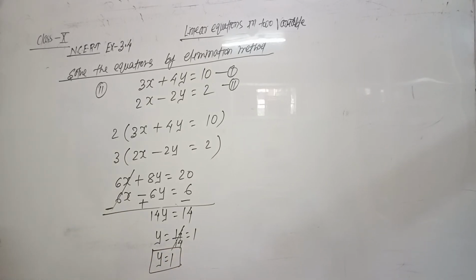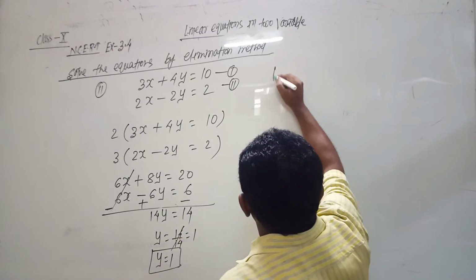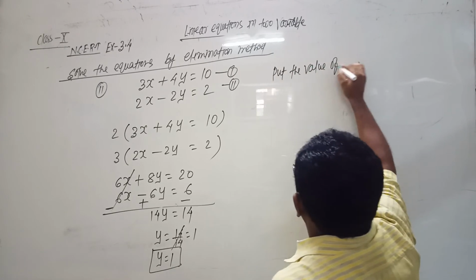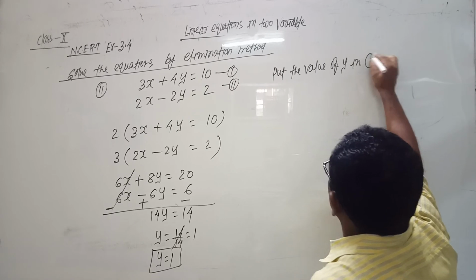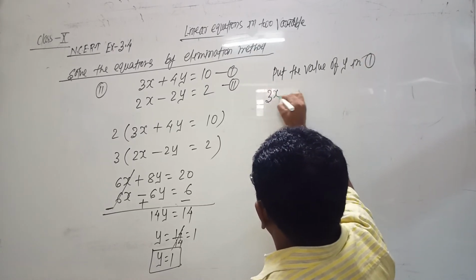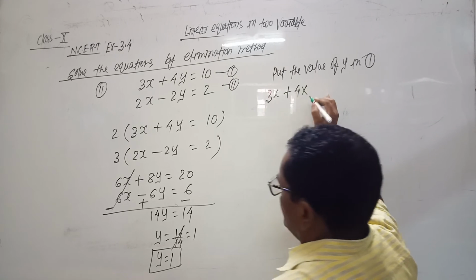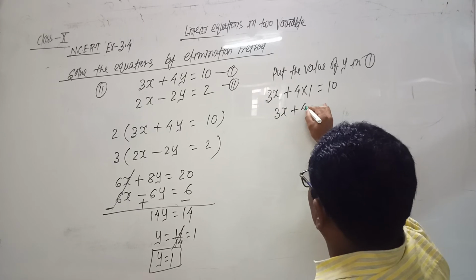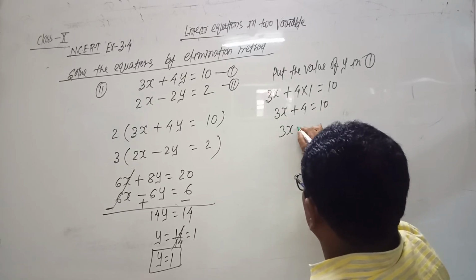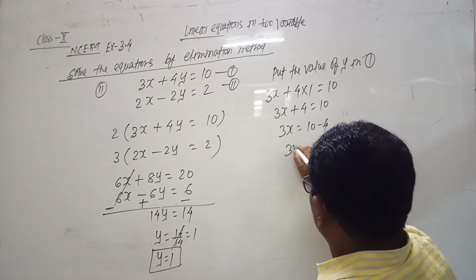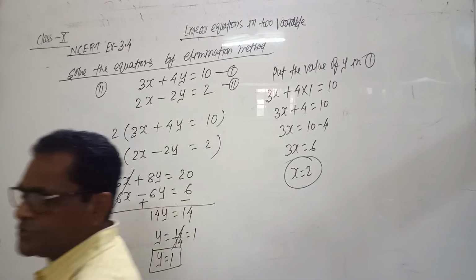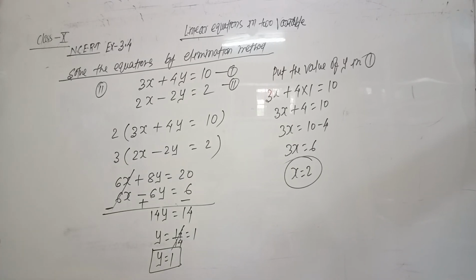Now we have to put the value of y in any one of the original equation. So put the value of y in first. So in original equation, 3x plus 4y and the value of y is 1 equals to 10. So 3x plus 4 equals to 10 and 3x equals to 10 minus 4 and 3x equals to 6 and the value of x is 2. So this is the solution by elimination method.